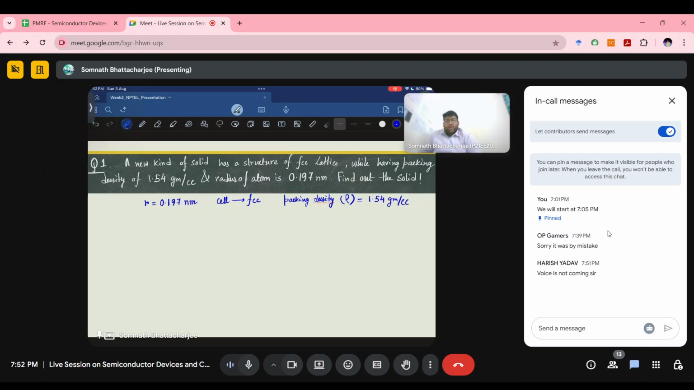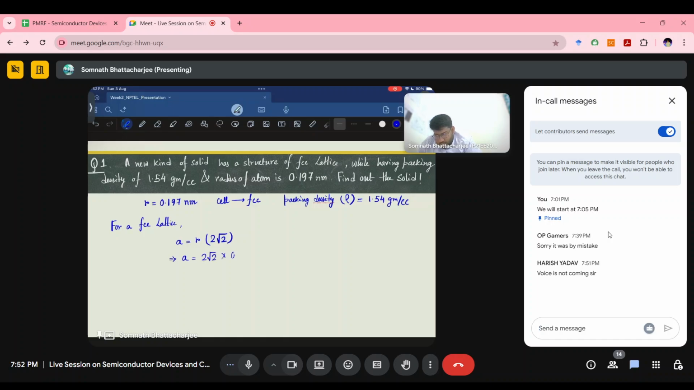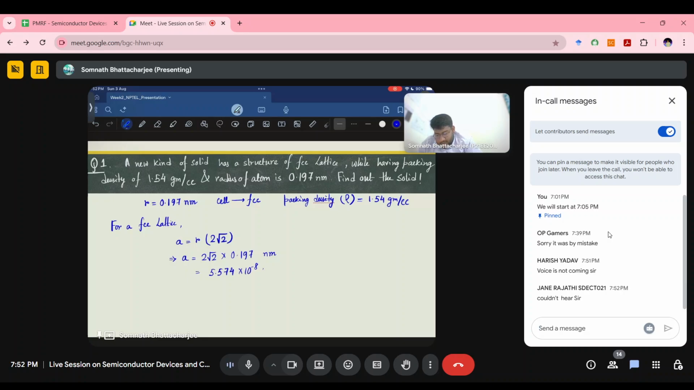So for an FCC structure, I guess I'll solve this. For an FCC lattice, the value of a is nothing but r multiplied by 2 root 2. From that we can write a equals 2 root 2 into 0.197, but it's in nanometer. So it would be 5.574 into 10 to the minus 8 centimeters.